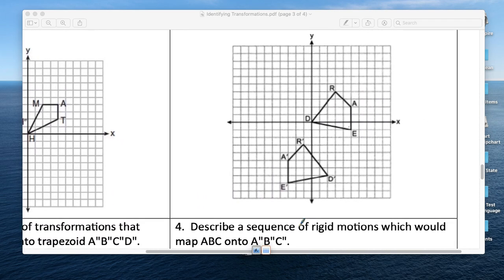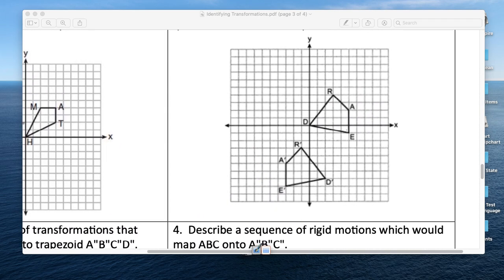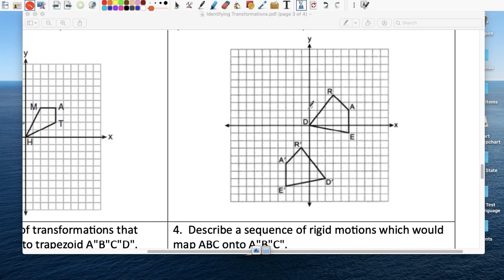Again, let's look at the orientation first and see if there's a reflection involved. This is the original one; the order goes D, R, A, E. If you look at the bottom one, the order changes. It's D, followed by E, then A, then R, and then write the primes. So there is a reflection involved because the orientation changed. Let's figure this out.